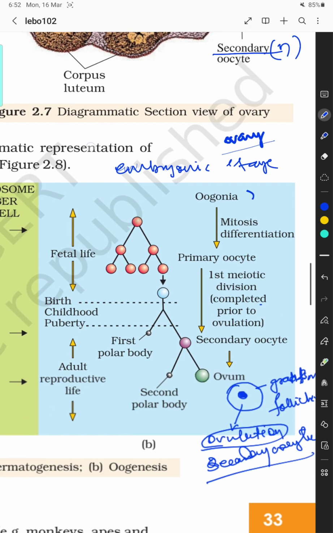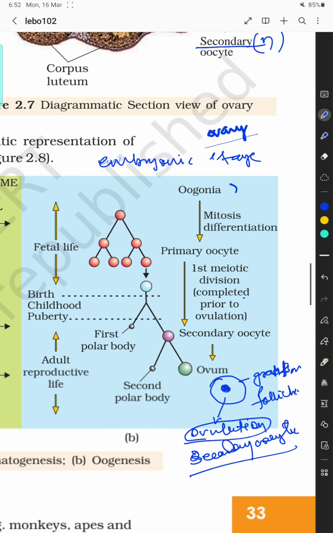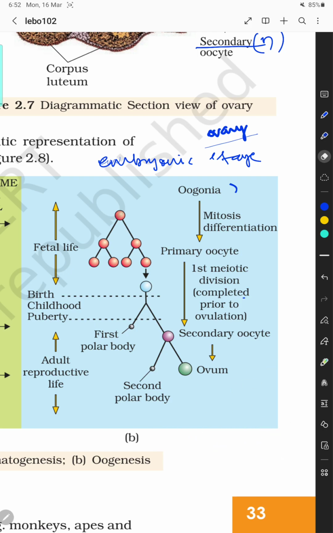ठीक है, और अभी हम देखेंगे ये सेकेंडरी oocyte से ओवम कब बनता है। ओवुलेशन से क्या रिलीज हुआ आपका? सेकेंडरी oocyte। अब ये सेकेंडरी oocyte, इसके चारों तरफ डिफरेंट लेयर ऑफ सेल्स हैं, वो हम बाद में डिस्कस करेंगे। तो जब इसमें एक स्पर्म पेनिट्रेट करने लगता है, जब स्पर्म इसमें पेनिट्रेट करता है तब क्या होता है?